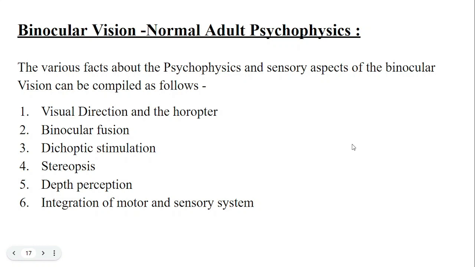Integration of motor and sensory systems. Binocular vision also relies on the integration of motor and sensory systems. The brain must coordinate the movement of the two eyes to maintain binocular alignment and to ensure that the images from each eye remain correspondent. This coordination is controlled by the brainstem and the visual motor system.